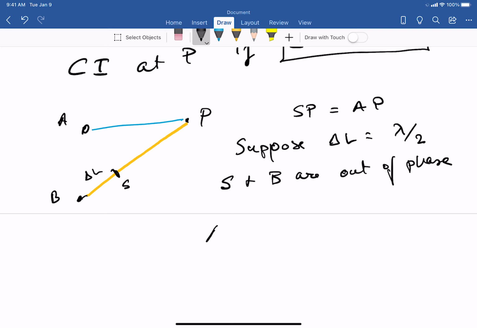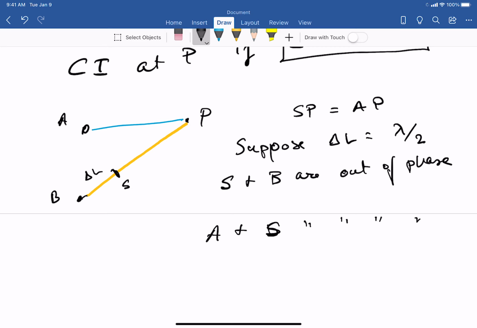That means A and B are perfectly out of sync, right? Sorry, I mean A and S are completely out of sync, not A and B. A and B are perfectly in sync. So if B and S are out of sync, that means A and S are also out of sync. So the waves are perfectly out of sync at A and S, right?